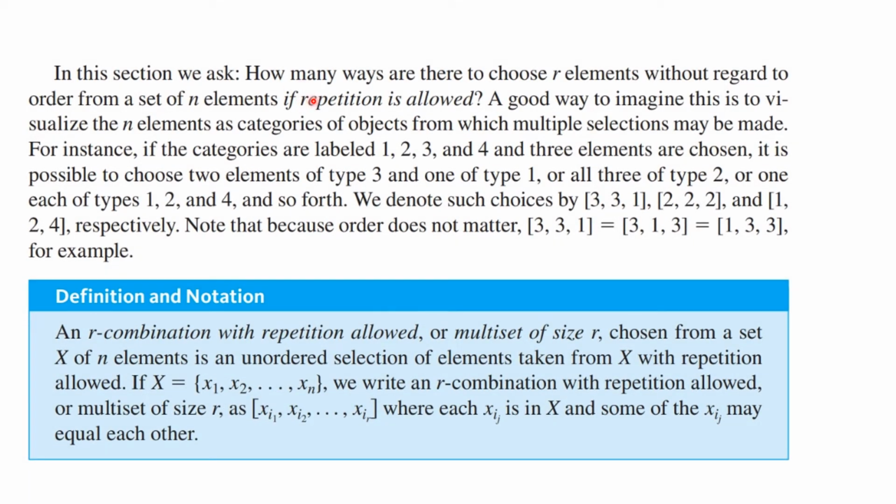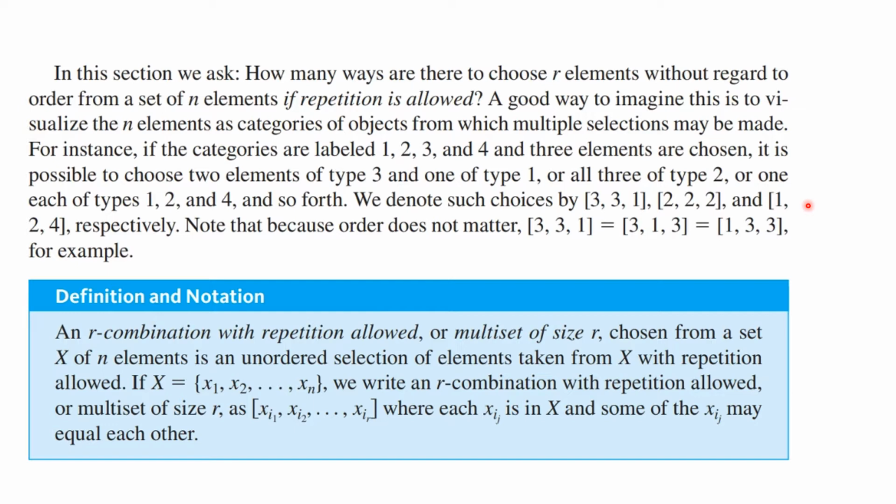In this section we ask, how many ways are there to choose R elements without regard to order from a set of N elements if repetition is allowed? A good way to imagine this is to visualize N elements as categories of objects from which multiple selections may be made. For example, if the categories are labeled 1, 2, 3, and 4, and 3 elements are chosen, it's possible to choose 2 elements of type 3, 1 of type 1, and all 3 of type 2, or 1 each of types 1, 2, and 4, and so on.